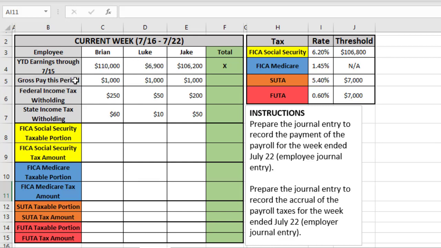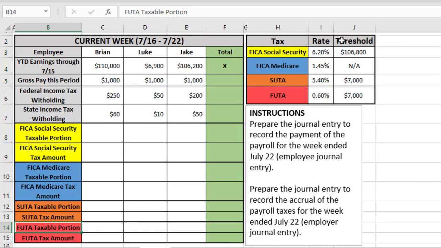Then we have the gross pay this period, which, just to simplify things, is $1,000 for each of the 3 employees. Then we also are given the federal income tax withholding and the state income tax withholding for each of the 3 employees. Now these could be calculated, but it's kind of a complicated process and something that you are most likely not going to be doing in your accounting class. And as for the remaining taxes, we will be calculating the amount for those. So we have the FICA Social Security, the FICA Medicare, the state unemployment, and then the federal unemployment taxes.